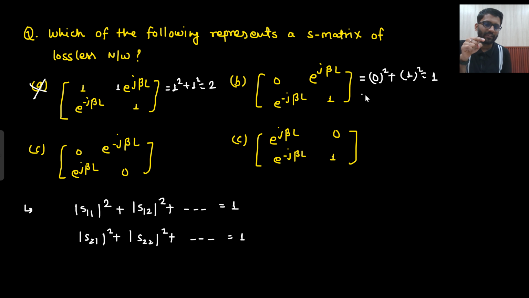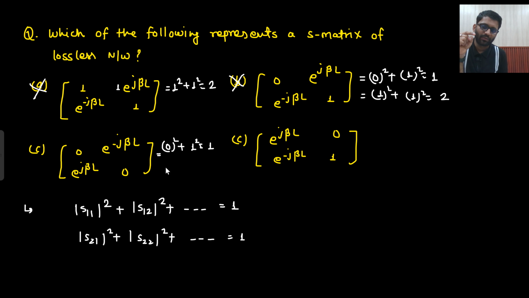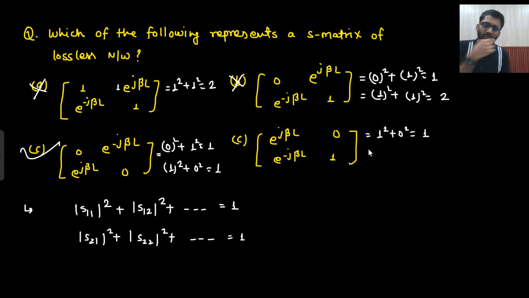Yes, this could be lossless, but if I check the second line, then 1 square plus 1 square. What am I getting? 2. So this is also not the possible answer. What about this? 0 square plus 1 square is equal to 1. And here 1 square plus 0 square is equal to 1. So in both of the rows you are getting 1, 1. So correct. What about this? 1 square plus 0 square is equal to 1. But if I check here, that is 1 square plus 1 square. What am I getting? 2. Not correct. Okay. So C option is correct.